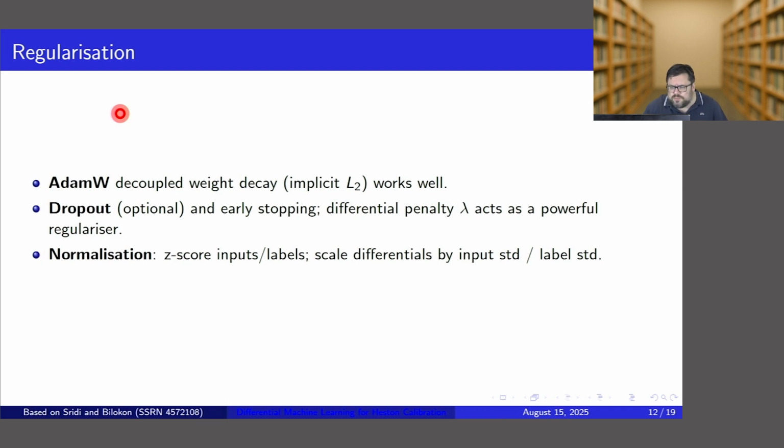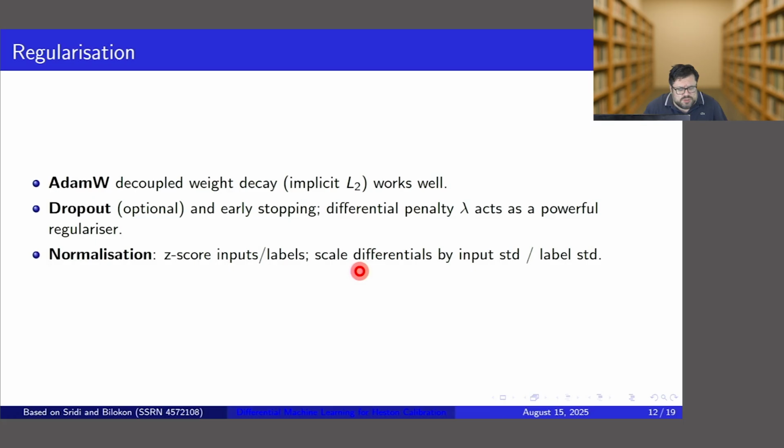Normalization is essential. Z-score inputs and labels. Scale differentials by input standard deviation to label standard deviation, so the gradient loss term has the right magnitude relative to the value loss. If you don't scale differentials properly, the optimizer will either ignore them or be dominated by them.